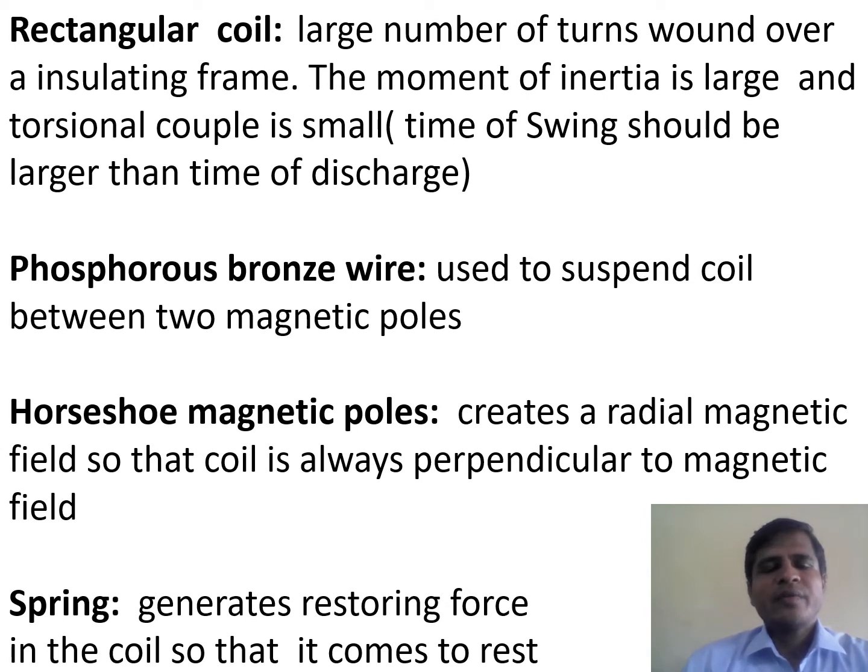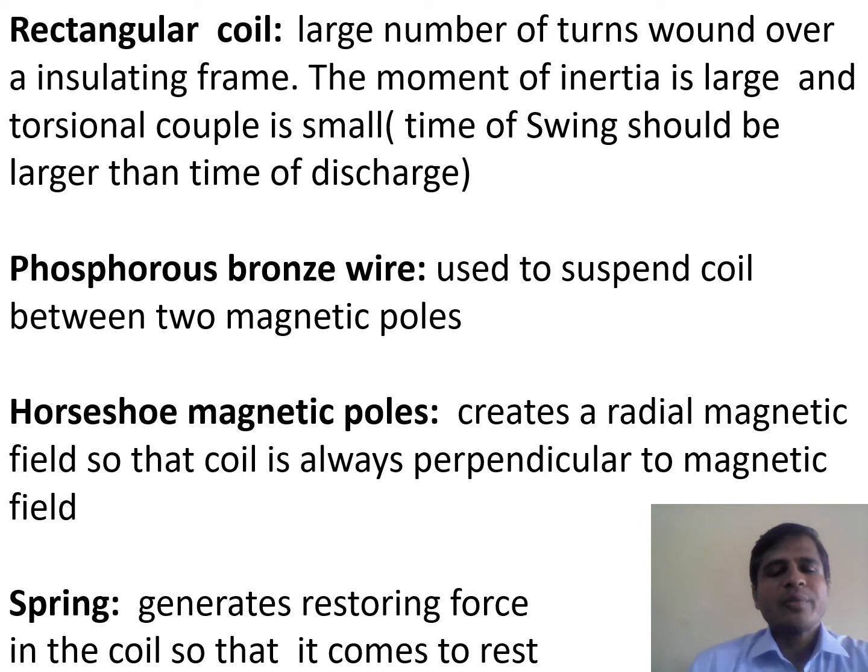The main parts of the ballistic galvanometer can be seen on the screen. The most important of all is the rectangular coil. A large number of turns wound over an insulating frame forms the rectangular coil. It is selected in such a way that the moment of inertia of the rectangular coil is large. When I is large, the time taken for oscillations is larger than the time of discharge, and the torsional couple of the rectangular coil is small, so that a very small current will generate deflection in the coil.